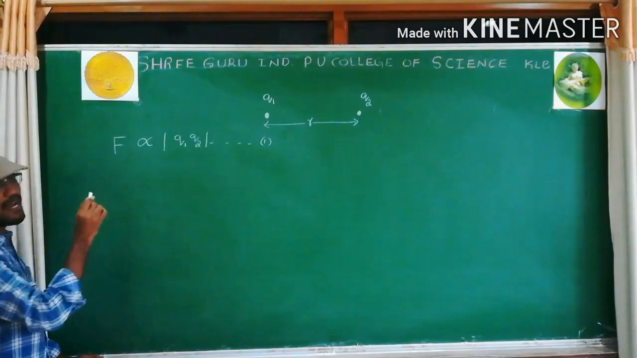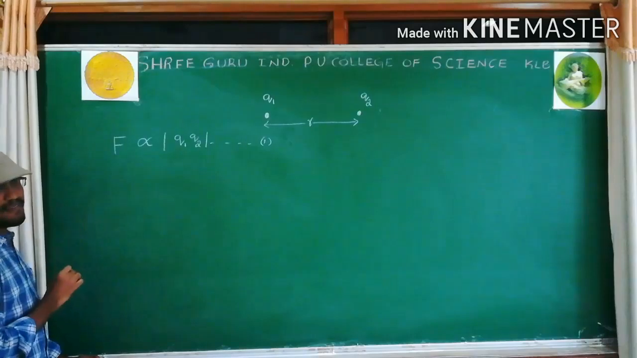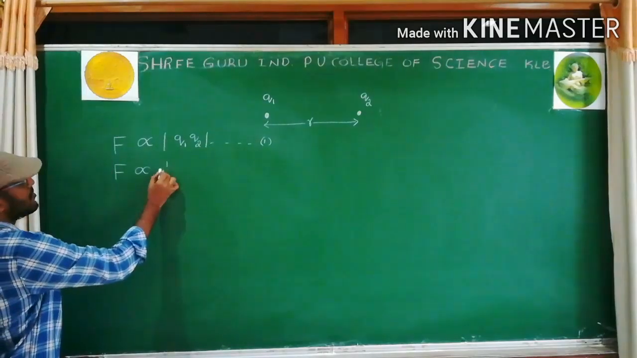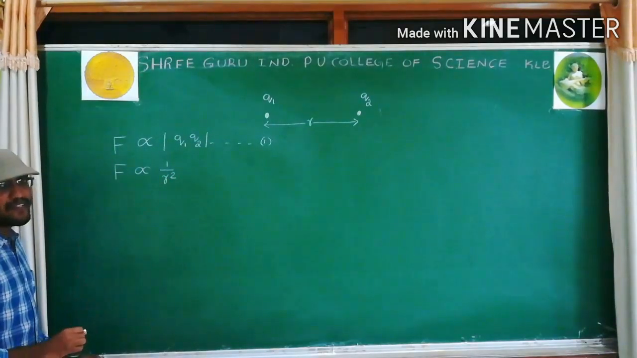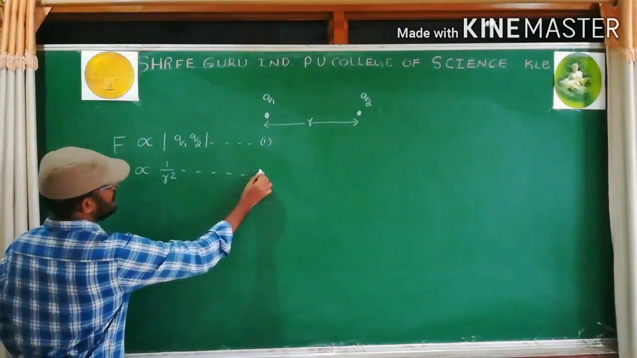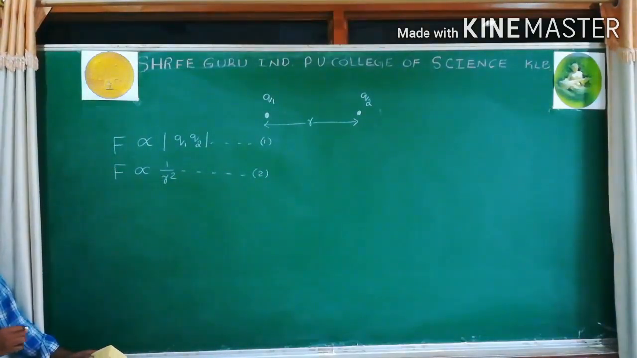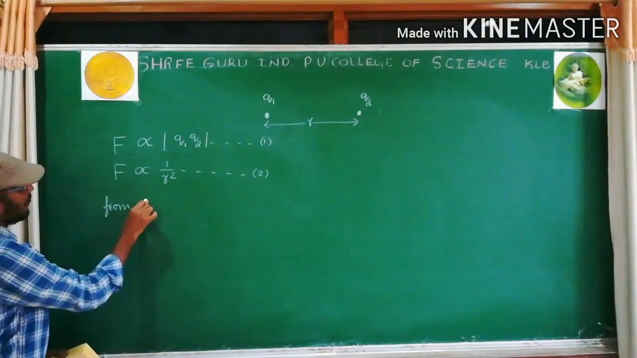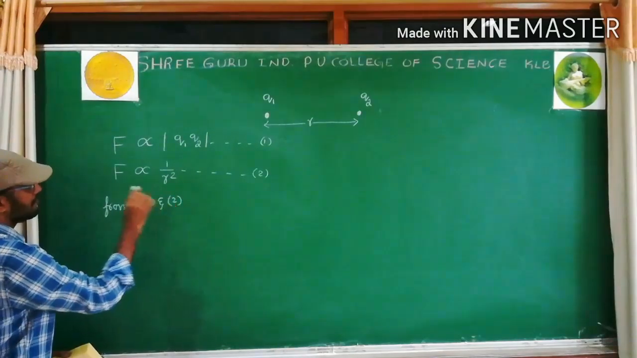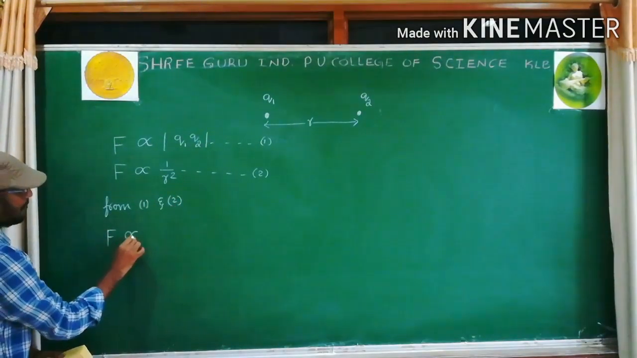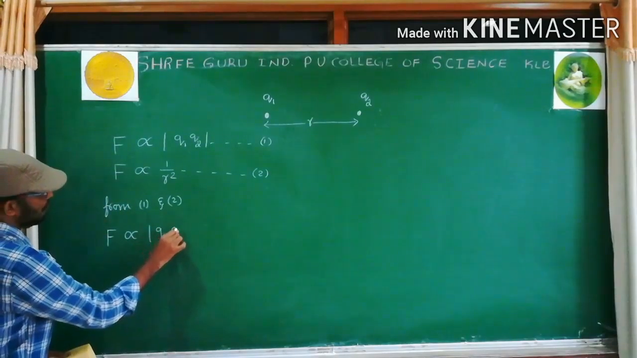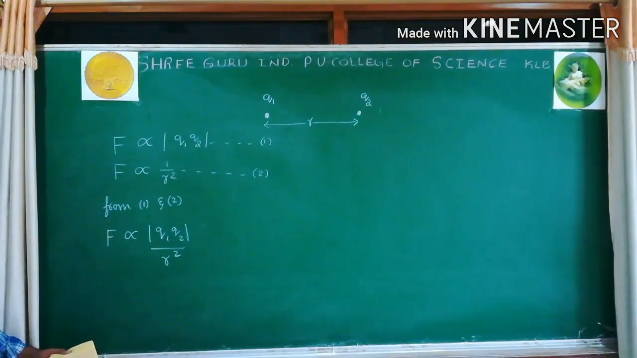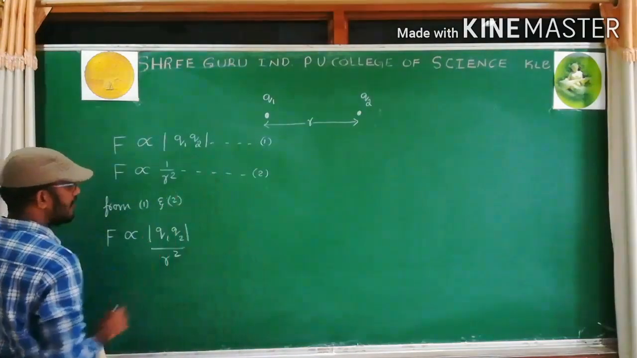How does this electrostatic force depend on distance? This electrostatic force is inversely proportional to the square of the distance between these two charges. This is equation 2. By combining 1 and 2, F is proportional to modulus of Q1 into Q2 divided by R square. So this is from these two, 1 and 2.